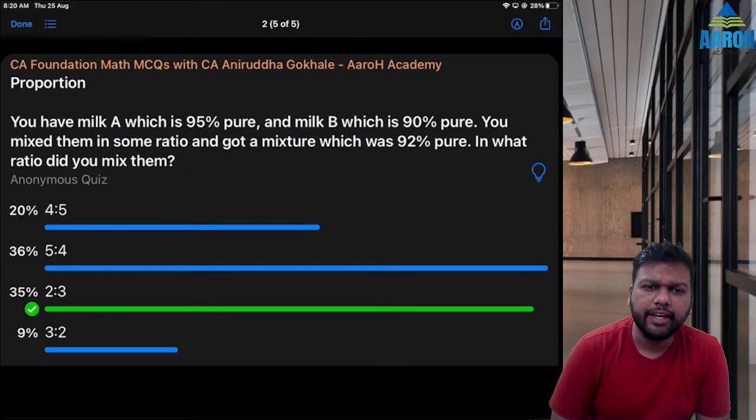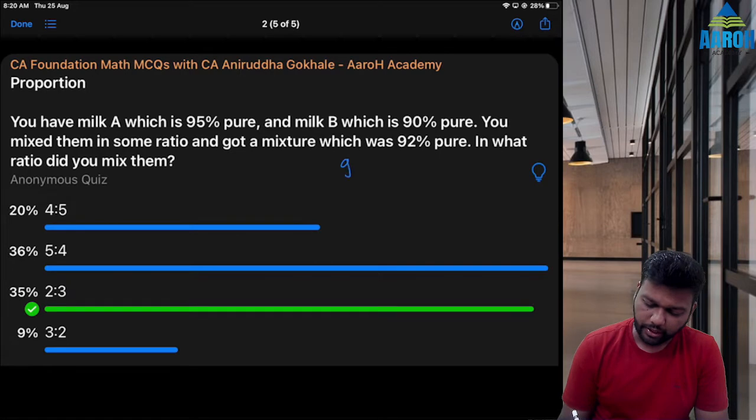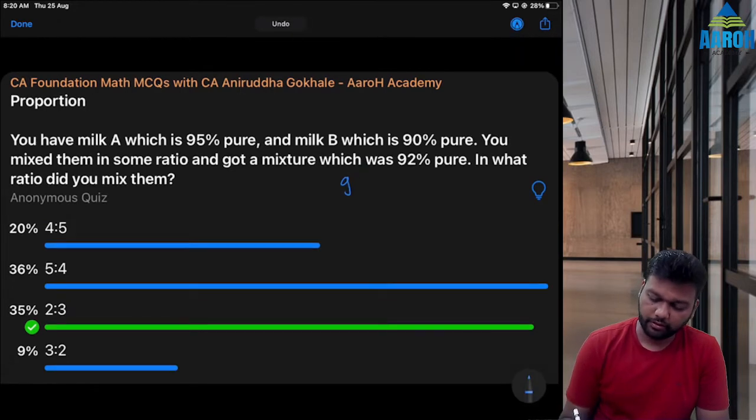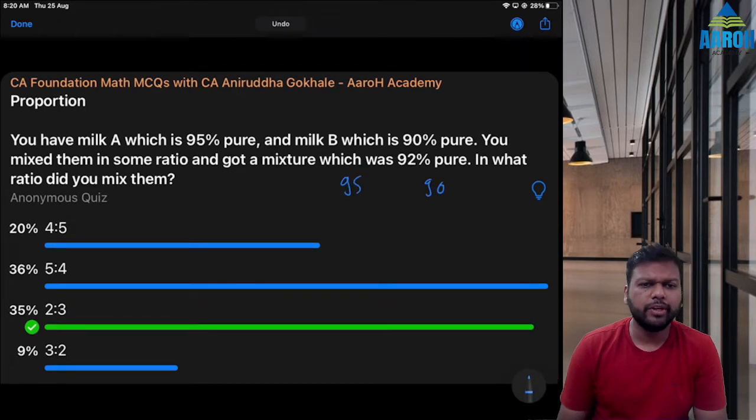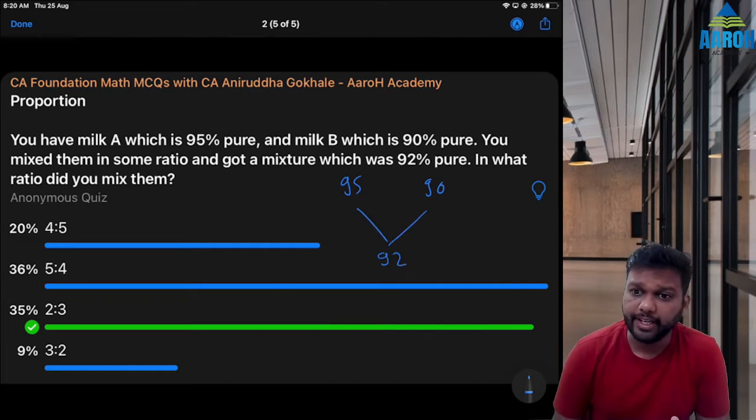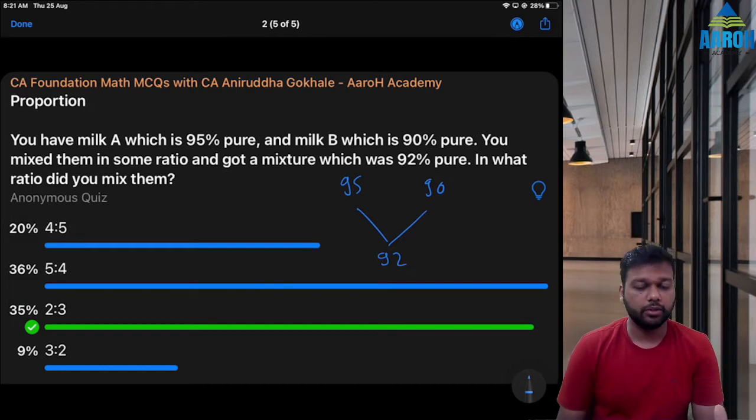You have milk A which is 95% pure and milk B which is 90% pure. You mix them in some ratio and got a mixture which was 92% pure. In what ratio did you mix them? I have already explained a shortcut to this in a separate video. Again, I'll give a link to that also. It is about weighted averages.